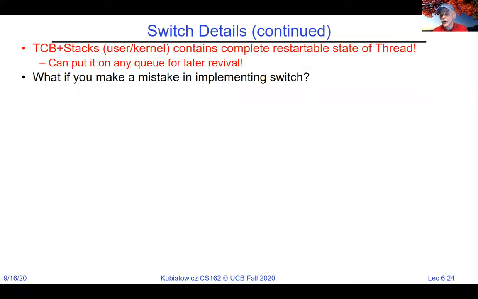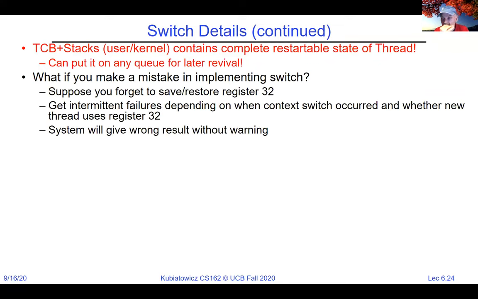So here's a question for you. What if you screw up switch? This is at the core of the core of the core of the scheduler inside the kernel. Well, let's say you forgot to restore register 32 or something. What's really bad about this is you get intermittent failures depending on whether the user code was actually using register 32 or not, and the system will get the wrong results without warning.